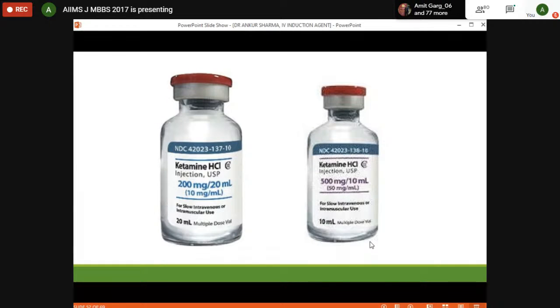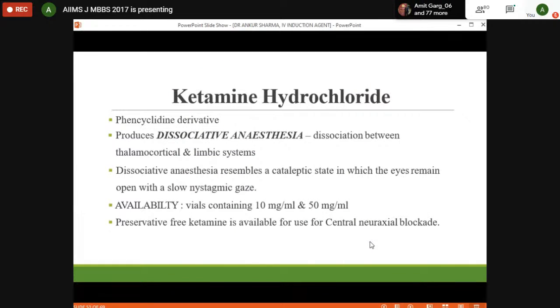The fourth drug is ketamine. The full name is ketamine hydrochloride. It is a phencyclidine derivative. It produces dissociative anesthesia. What is dissociative anesthesia? It is a dissociation between the thalamocortical and limbic system. It resembles the cataleptic state in which the eyes remain open with a slow nystagmic gaze.